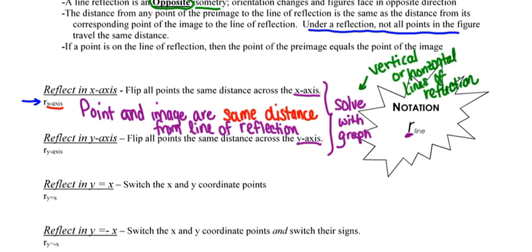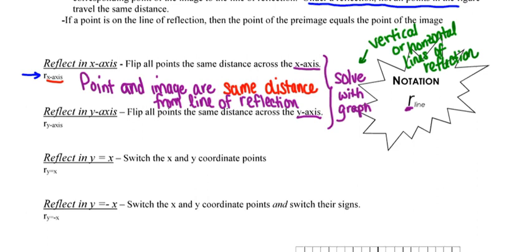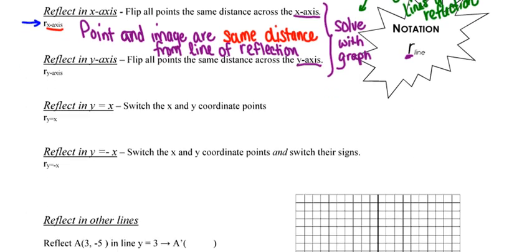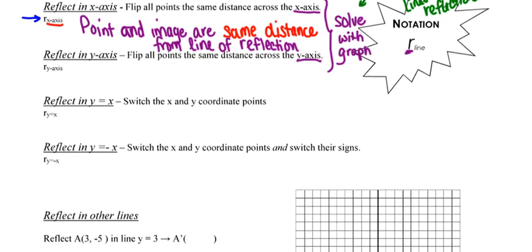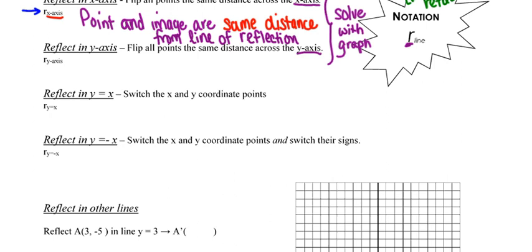For lines like you see down below, where they're asking you to reflect in the line y equals x and the line y equals negative x, these are going to be a little bit easier to solve by simply memorizing the rule. The rule for reflecting in the line y equals x says to switch both the x and the y coordinates. So again, these two here, I would solve using the rule.